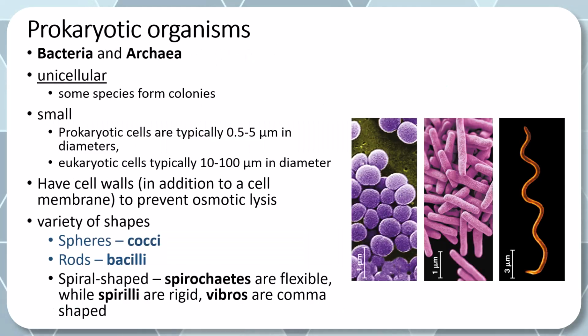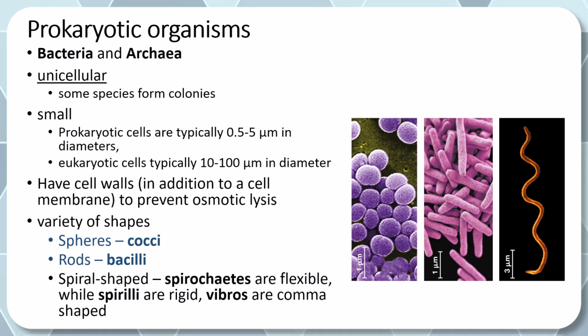Broadly, for prokaryotic organisms, we have bacteria and archaea. They are both unicellular, although sometimes they blur the lines because some species form colonies, and we'll see later on there's some metabolic cooperation as well. But broadly, we would consider these to be small unicellular organisms. So again, prokaryotic cells are smaller than eukaryotic cells. I'm not going to have you memorize the exact micrometers, but prokaryotic cells are much smaller than eukaryotic cells.